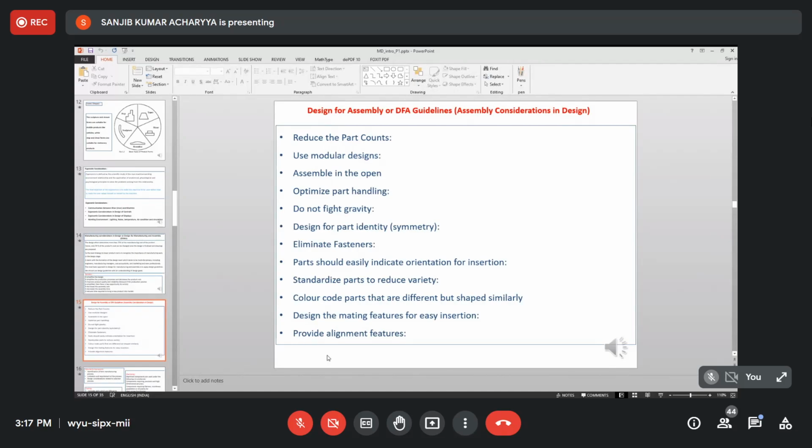Have you understood what is meant by modular design? Yes, sir.